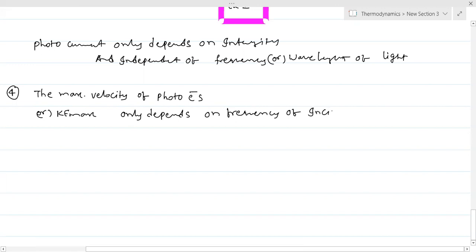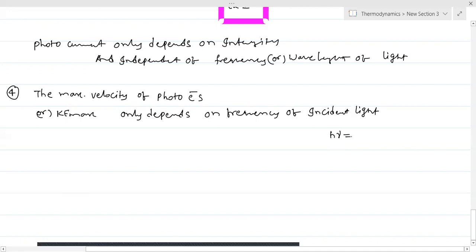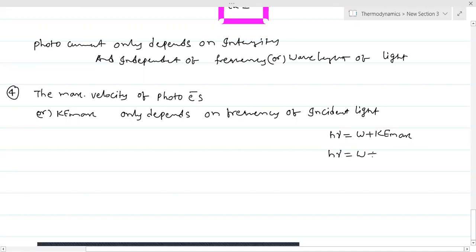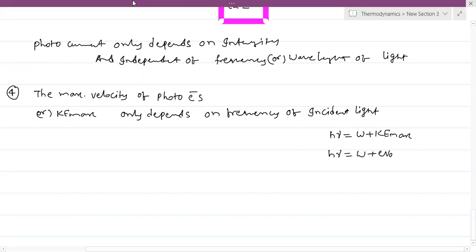Frequency of incident light. This is a very, very important point. Here we are going to see it in the form of Einstein's photoelectric equation. Later we will study it as h nu equals work function plus Ke maximum. From this equation, it is very clear: h nu equals W plus eV naught, like this we will write.